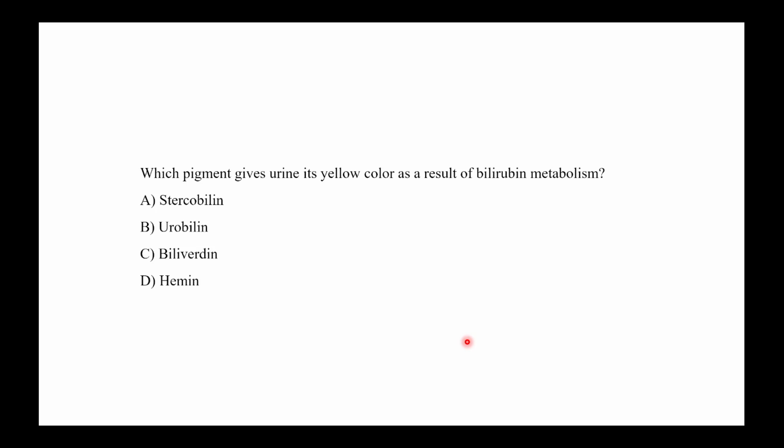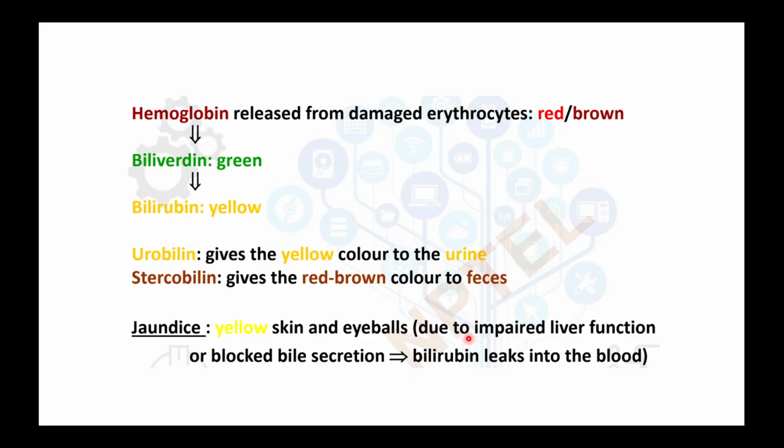So the correct answer we have already discussed. This is option B, urobilin. Biliverdin comes from heme degradation. It is green in color. It turns into bilirubin, which is yellow in color, and bilirubin is excreted out in the form of urobilin and stercobilin. Urobilin is yellow in color and gives the urine its yellowish color, and stercobilin is red brown in color and it gives the color to the feces.